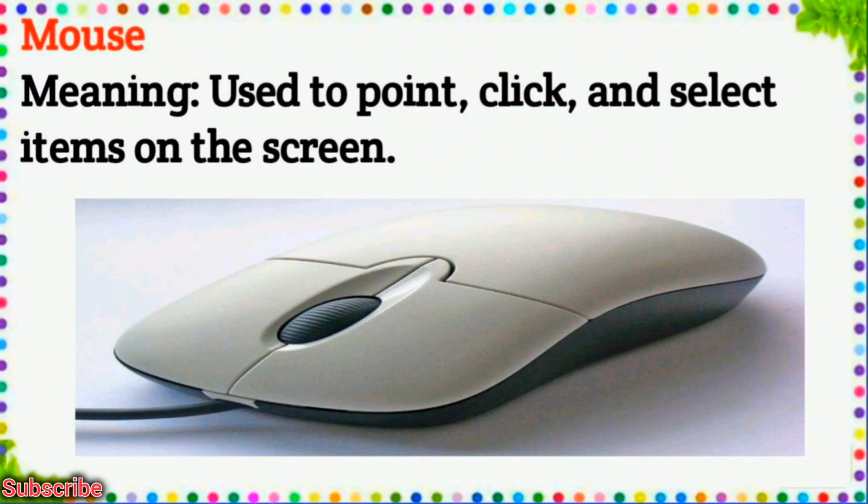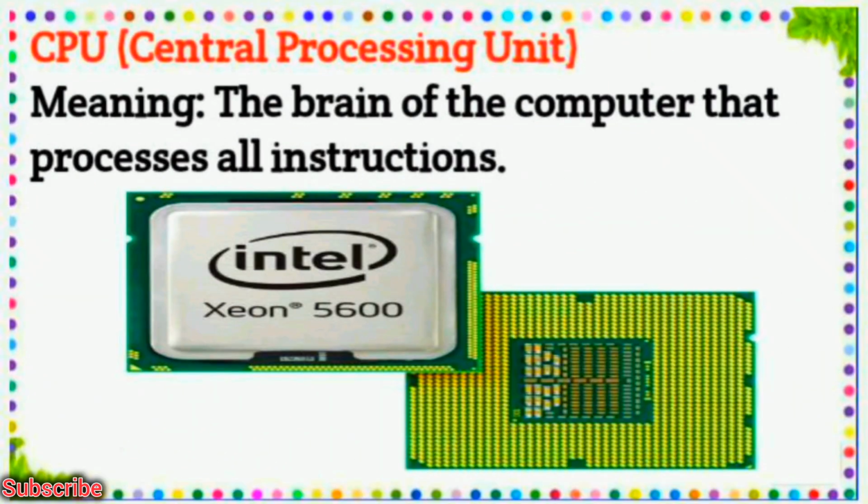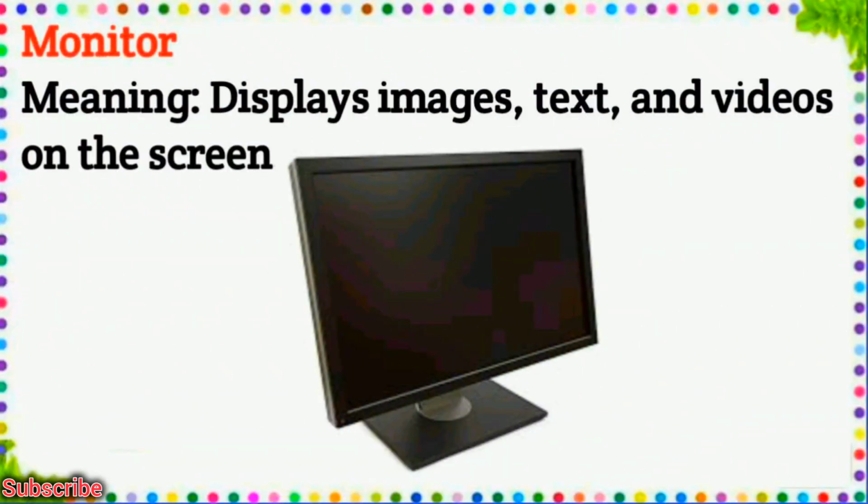Mouse is used to point, click and select items on the screen. Keyboard is used to type text and commands into the computer. And CPU, Central Processing Unit, the brain of the computer that processes all information and instructions. And monitor displays images, text and videos on the screen.